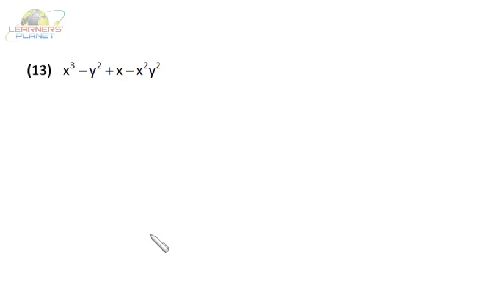Now let's discuss this question. Now first of all, let's regroup the terms. I'm regrouping x cube and x square y square, and then this and this. Okay, now let's see what happens. It's x cube minus x square y square minus plus x minus y square. Okay, we have to retain the signs.